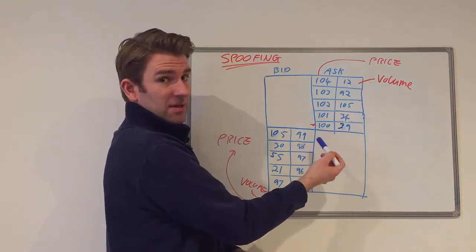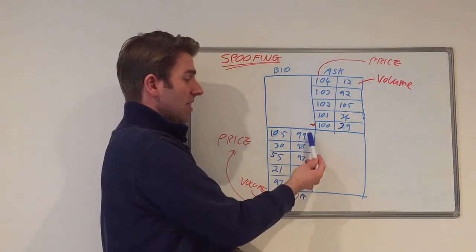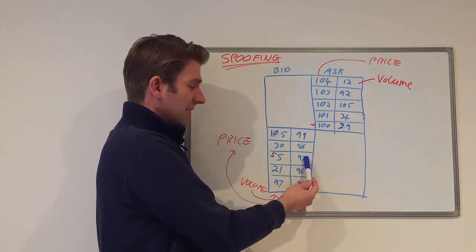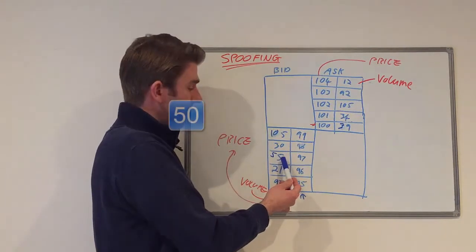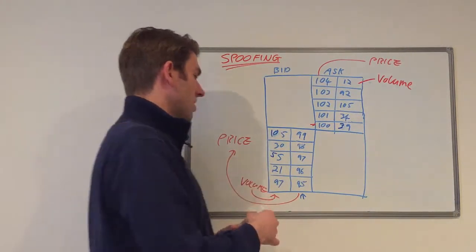So obviously the people are coming. If someone comes in to sell now, they're going to get 99, 98, 97, and they've got to go through 5 contracts at 97 before you get your fill. So that's kind of how it works.